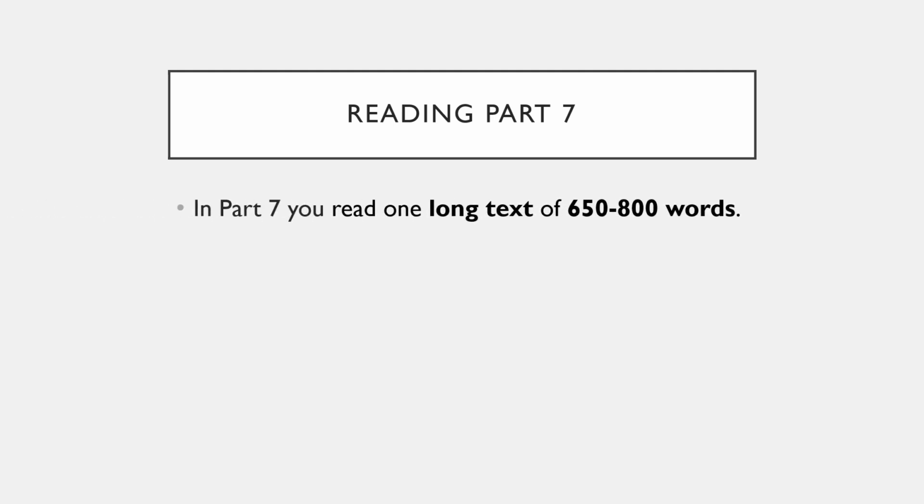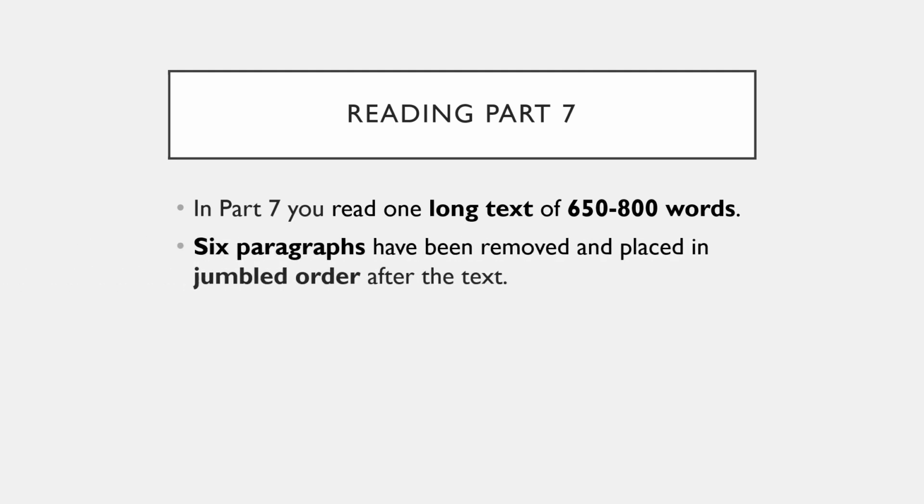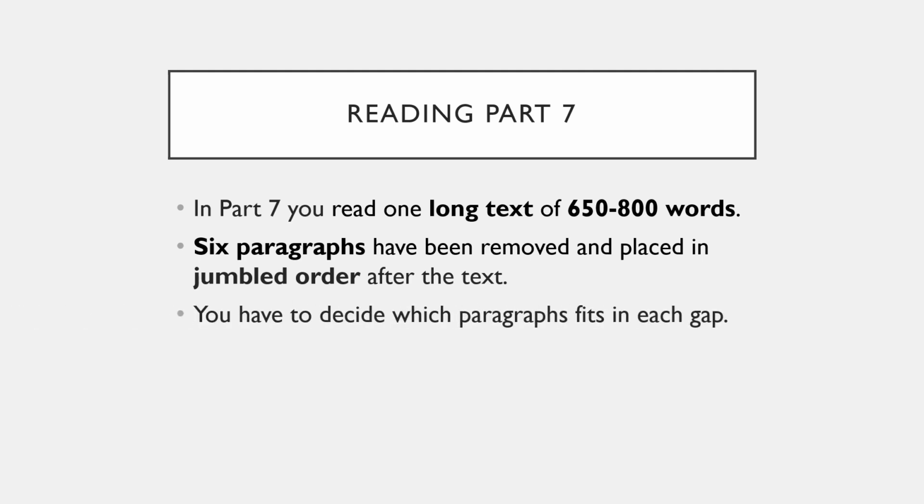So, first of all, what do you need to do in Part 7? Well, in this part of the exam, you'll be presented with a text that's between 650 and 800 words long. 6 paragraphs from the text have been removed. You can see on the exam paper the gaps where these paragraphs have been taken from. You'll find the 6 paragraphs in question below the reading text. You need to decide which paragraph goes in which gap.